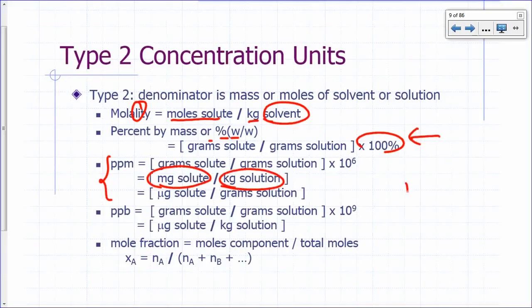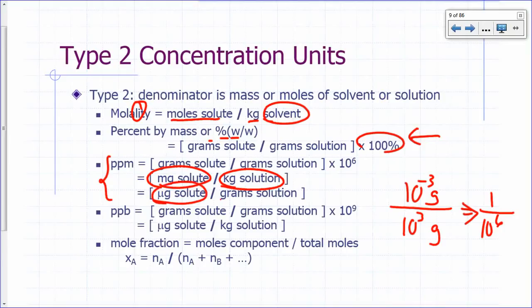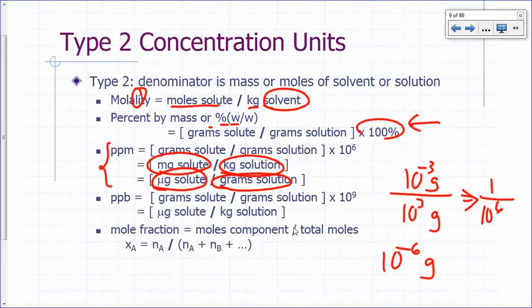Now, you'll notice that you can also express parts per million as milligrams of solid per kilogram of solution. Why is that? A milligram is 10 to the negative 3 grams, and a kilogram is 10 to the 3rd grams. So that ratio is equal to 1 over 10 to the 6. Okay, so that's 1 part out of a million. A milligram is 1/1,000,000th of a kilogram. Or you can also say that that's essentially micrograms of solute per gram of solution. A microgram is 10 to the negative 6 grams. Okay, so 1 part in a million. So 1 microgram would be 1/1,000,000th of a gram.